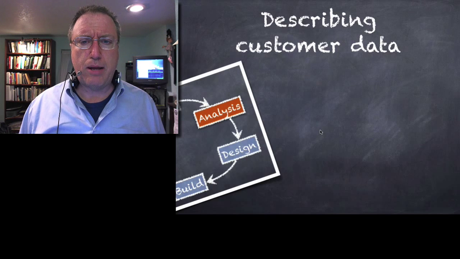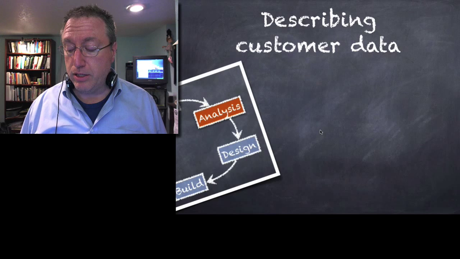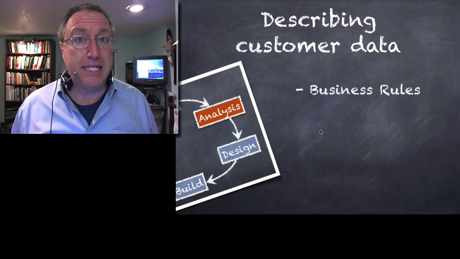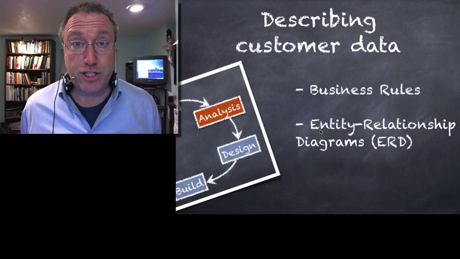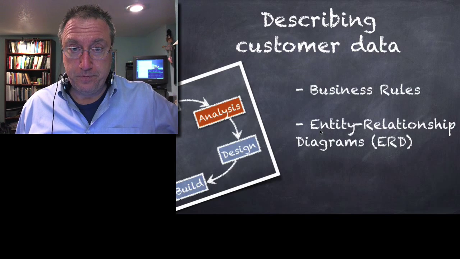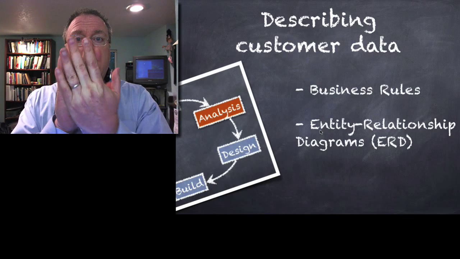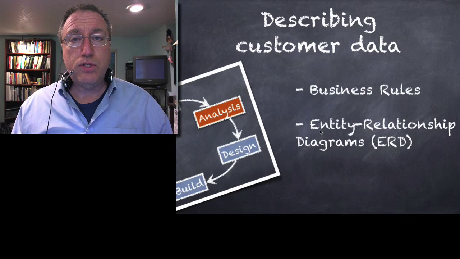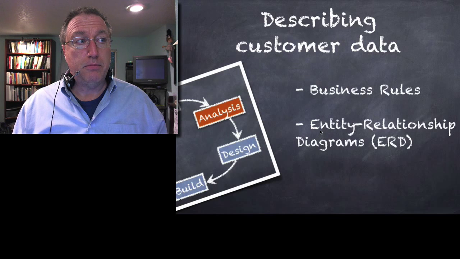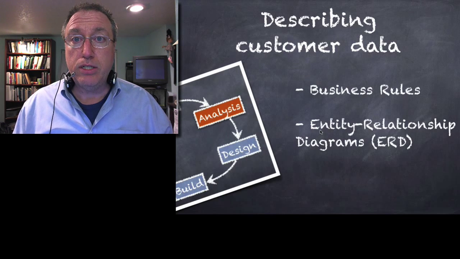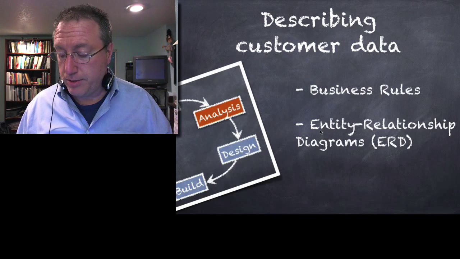Let's talk about describing the customer data. We're going to use two tools in particular. The first one is called a business rule. The second one is called an entity relationship diagram. These two things are different sides of the same coin, and you'll use them at the same time. One describes the situation in simple language. One draws a picture. Let's see how that works.